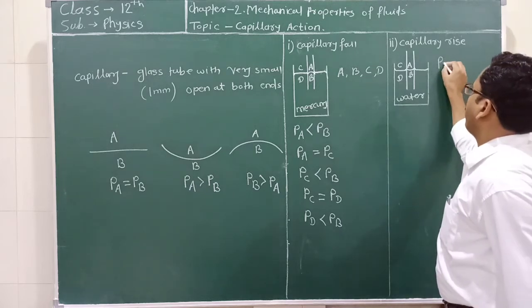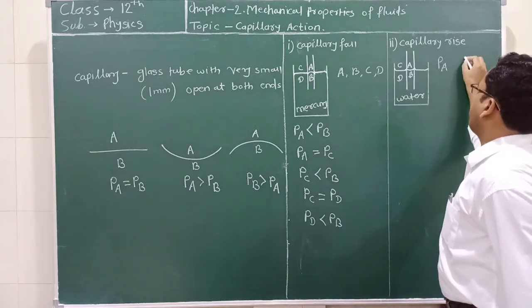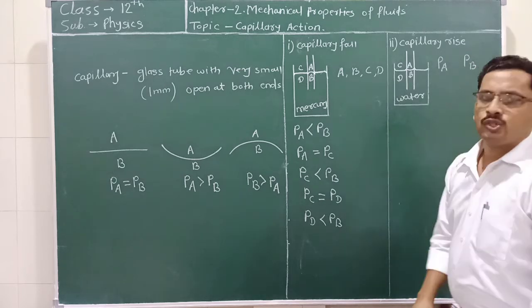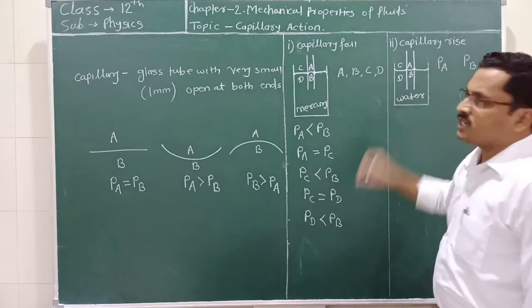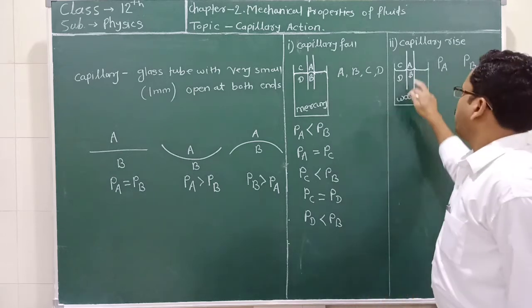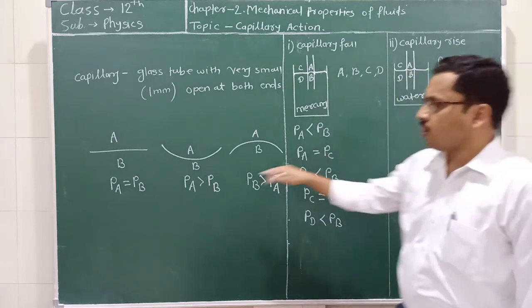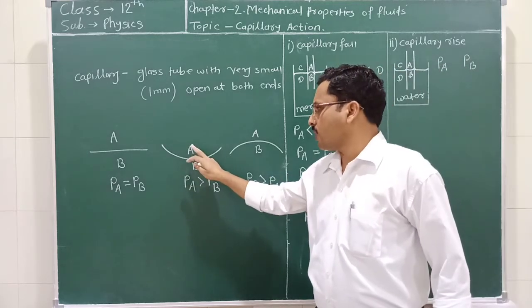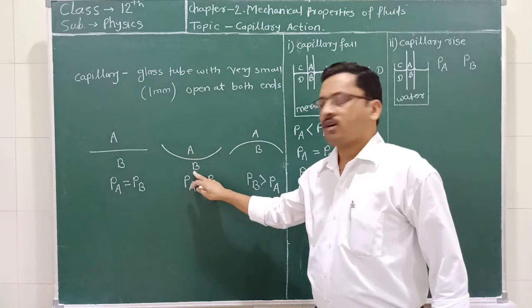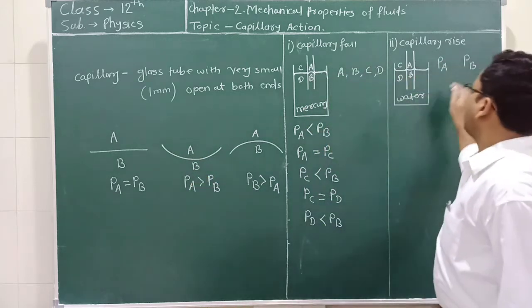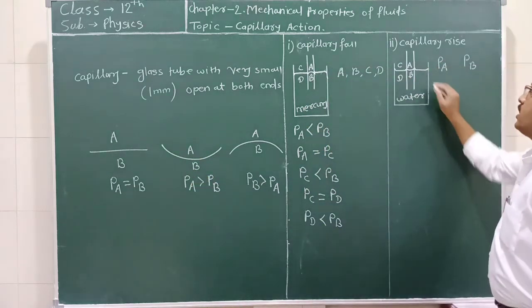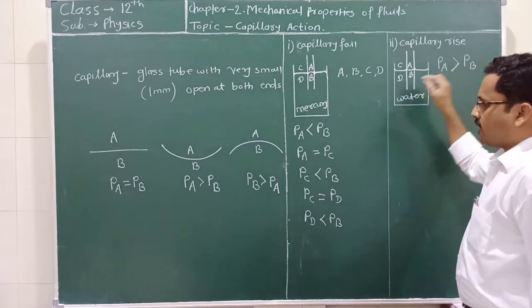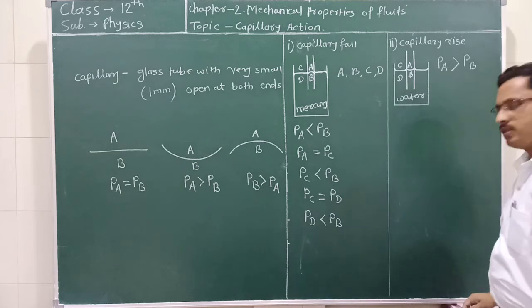Suppose the pressure at point A is denoted by PA and the pressure at point B is denoted by PB. So which pressure is greater in this case? We see here this surface is concave, and we know that the pressure on the concave side is greater than the convex side. So we can write the relation: the pressure at point A must be greater than the pressure at point B.